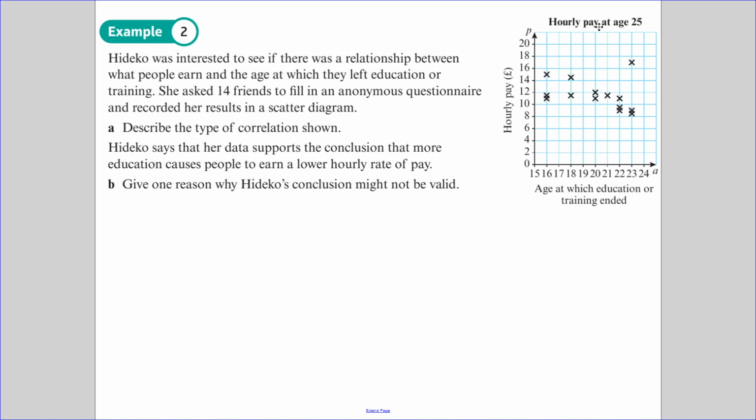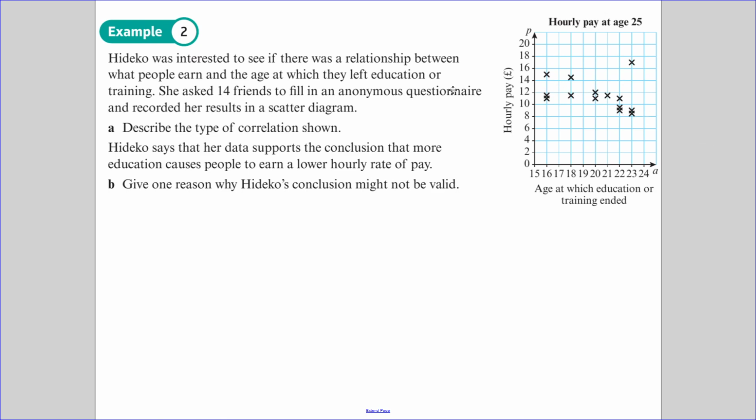So describe the type of correlation shown. Here we've got something that clearly doesn't fit the pattern, but in general we have weak negative correlation here, which would suggest that the longer you spend in education or training, your pay at age 25 is actually likely to be lower. It might pick up again afterwards. This might not be a straight linear correlation.